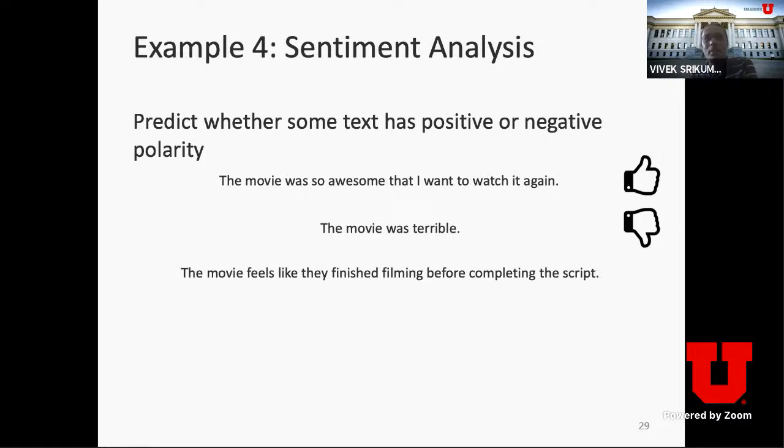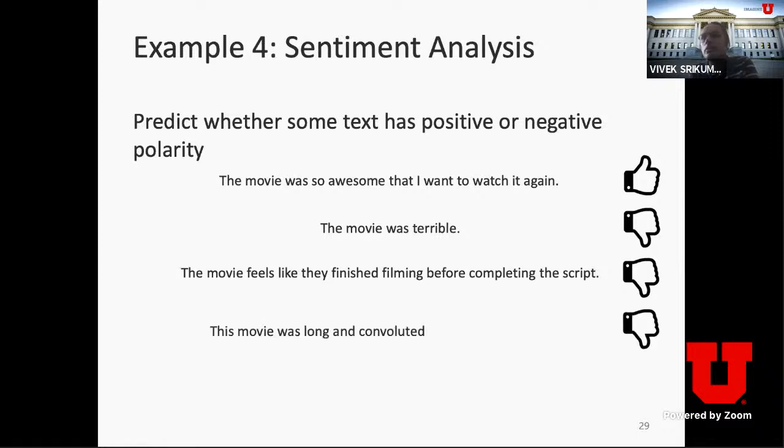A slightly more nuanced negative review is the movie feels like they finished filming before they completed the script. Clearly, it's a negative. I mean, I don't want anyone to say anything like that about a movie that I make. If I make a movie, it'll probably be like that. But it's clearly a negative review without using any negative words. So it's not just looking up a dictionary and saying, oh, bad, terrible is a negative word, awesome is a positive word. And we can say more complicated things.